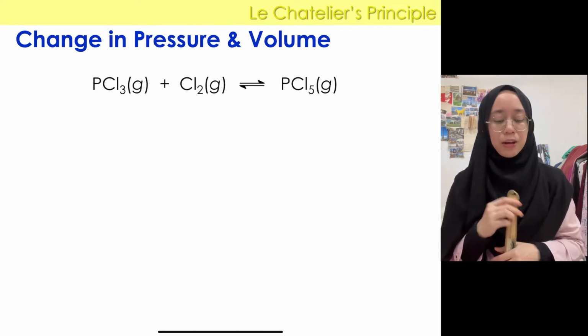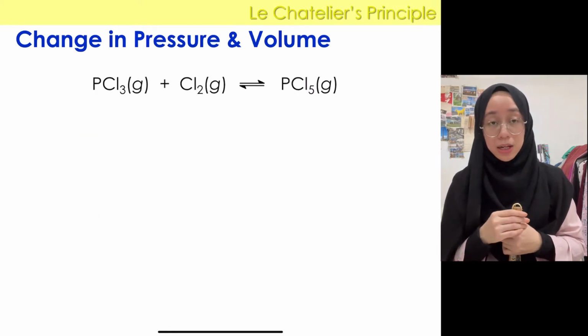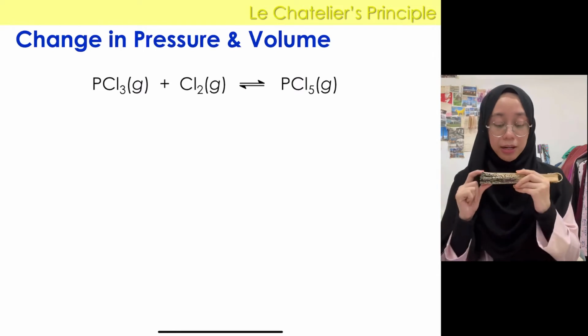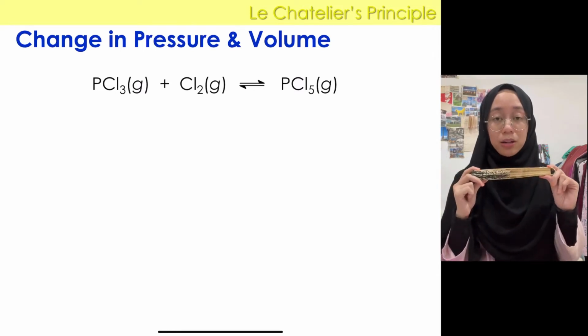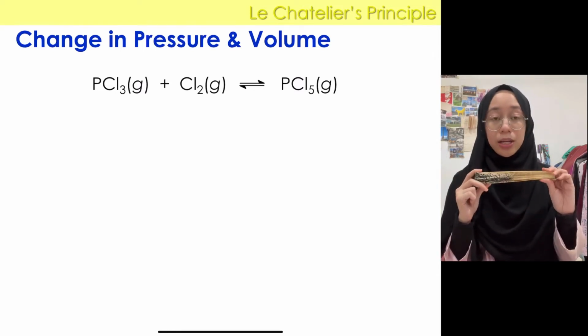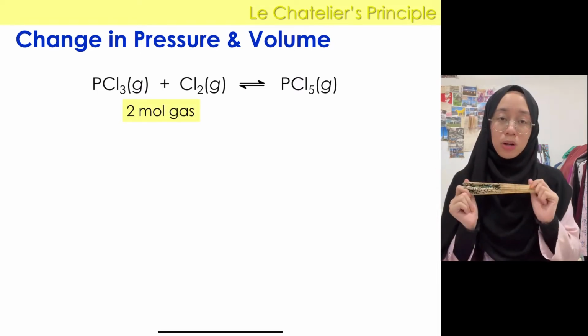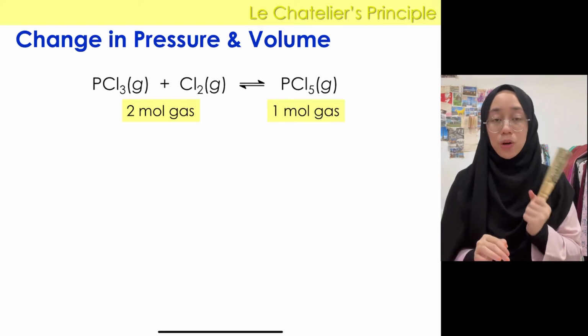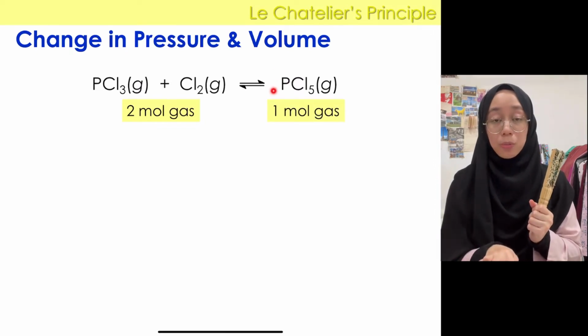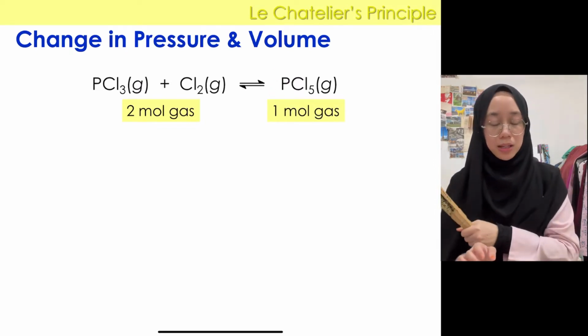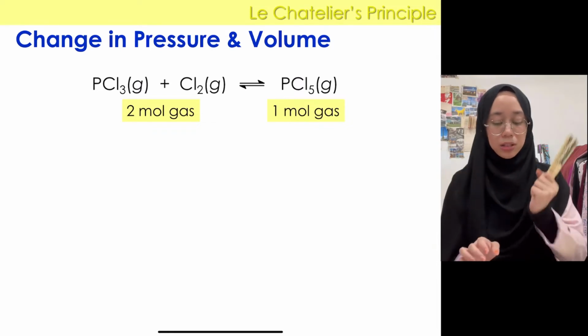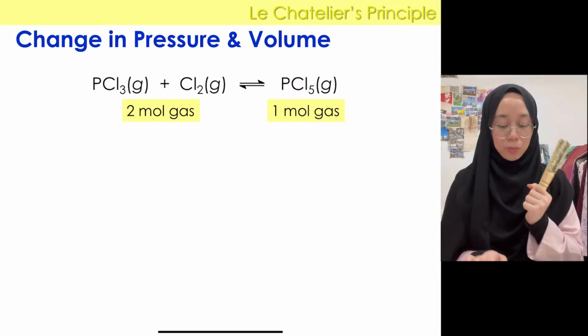Okay, so for example we have PCl3 dengan Cl2 on the left, on the reactant part, and then kita punya PCl5 on the product part. Okay, so kalau kita kira number of mole, tengok dia punya coefficient lah. So on the left side kita ada 2 mole of gas, and then on the right side kita ada 1 mole of gas. Okay, sebab PCl5 ni 1 mole je kan. Okay, so in total sebelah kiri 2 mole, sebelah kanan 1 mole.